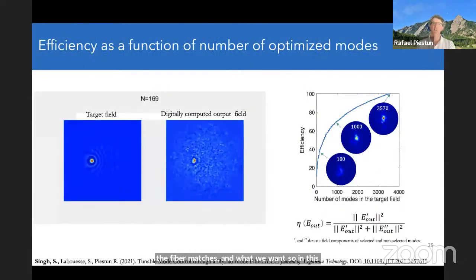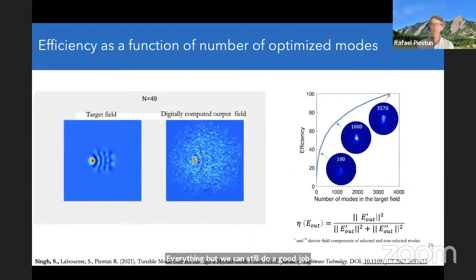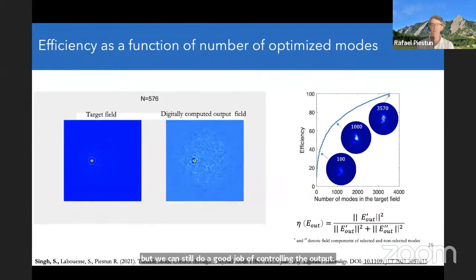In this movie, on the left we have a target field at the output, and on the right we have a digitally computed output field that we would get at the distal end of the fiber. In other words, the fiber has thousands of modes, think of 10,000, and we have a spatial light modulator with a limited number of pixels, so we cannot control everything, but we can still do a good job of controlling the output if we have a good algorithm. So what this tells you is that there is a way of controlling the signals at the output of the multimode fiber, and controlling the modes can also enable us to control the robustness of the fiber.